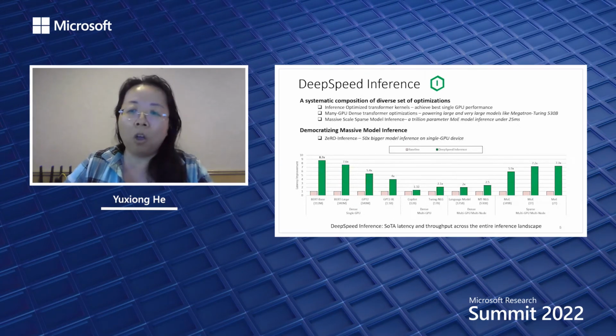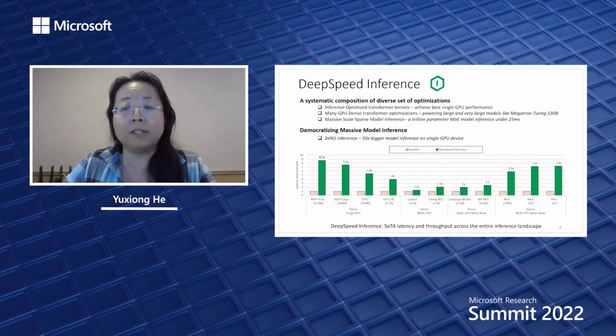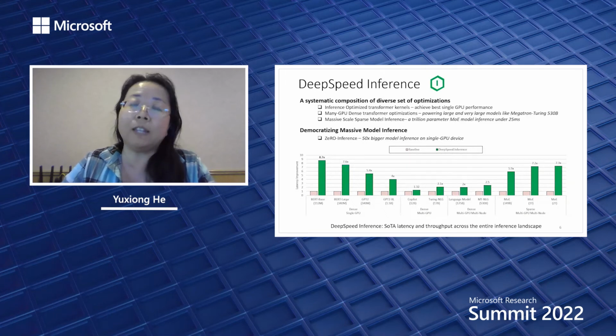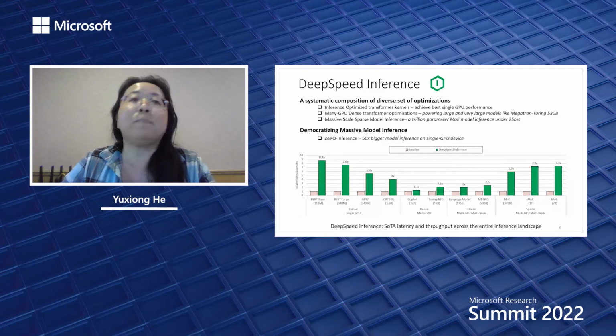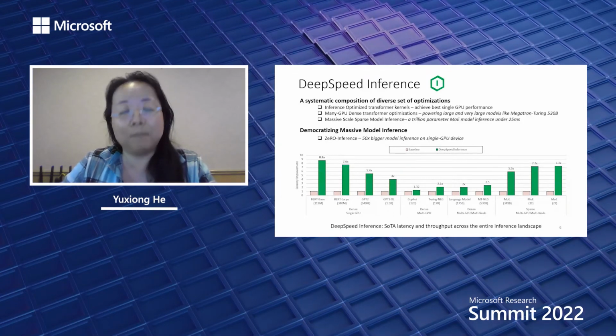Beyond speed and scale, we also develop a new technology, ZeRO-Inference, to democratize large model inference. ZeRO-Inference adapts ZeRO-Infinity from training to inference. It leverages CPU, GPU, and NVMe memory to support running 50 times larger models on single GPU devices. It empowers everyone in need to try out much bigger models, even when they have limited GPU resources. These are some of the highlights of DeepSpeed Inference.